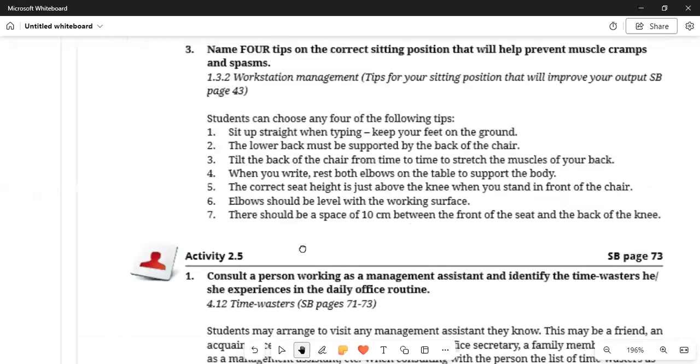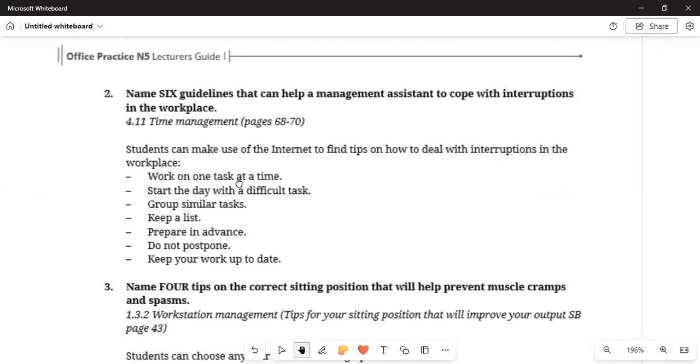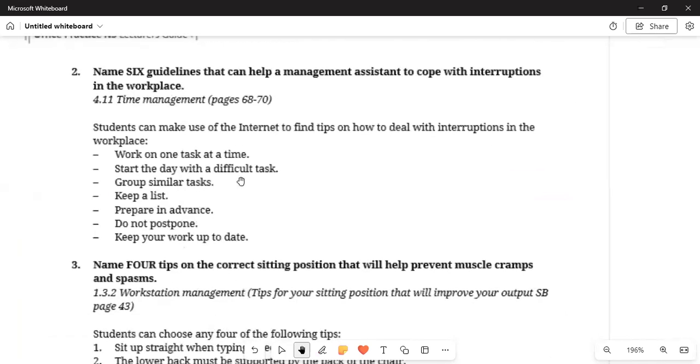Another question that can be derived from the question paper is: name 6 guidelines. I've said that these are the policies. We are saying that a guideline is a declaration of intent to do something or to have it done. So that is a policy that can help the management assistants to cope with the interruptions in the workplace.